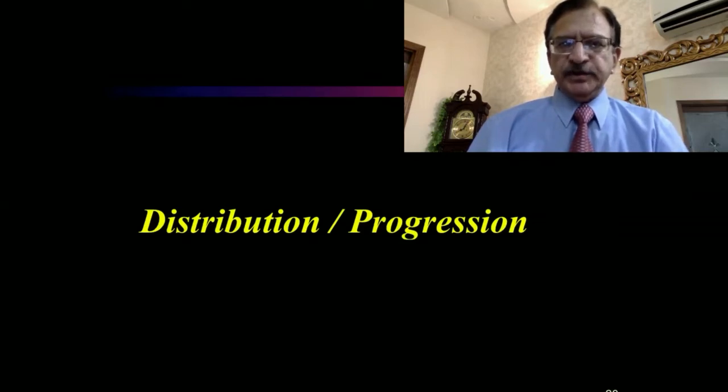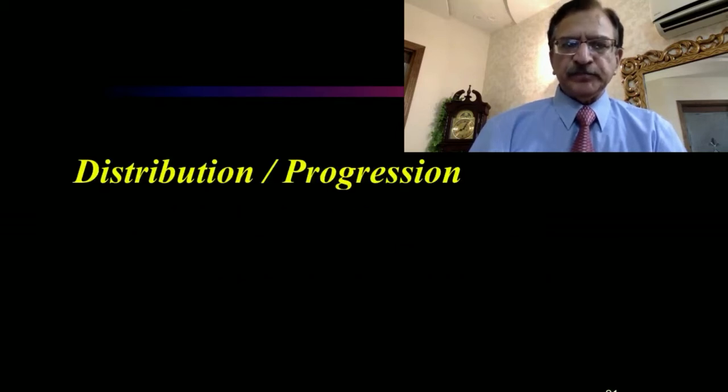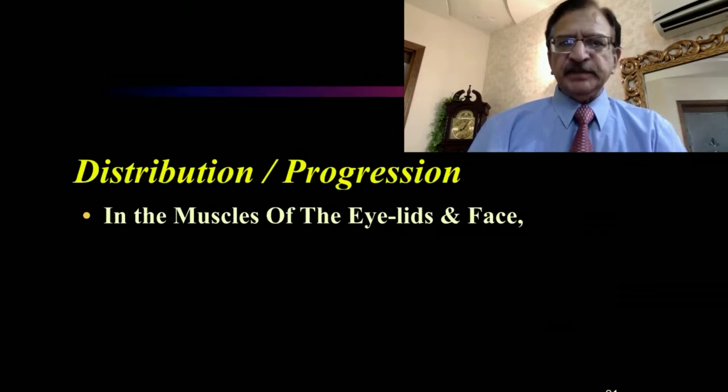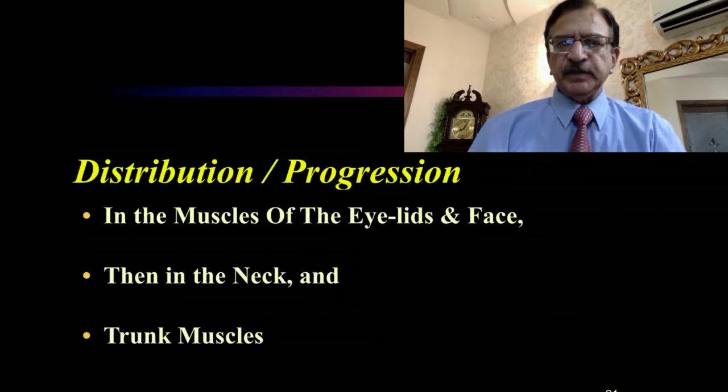So how does it distribute or progress? The rigor mortis develops in all the muscles of the body, and it starts developing simultaneously, but it is first detectable in the muscles of the eyelids and the face. Then it progresses to the neck. Muscles of the neck are involved, then the trunk muscles, and finally muscles of the limbs.